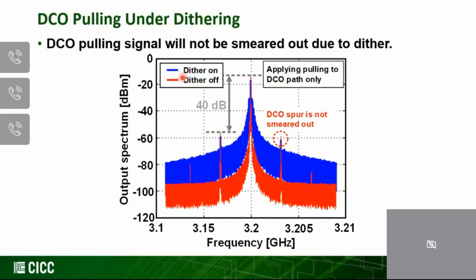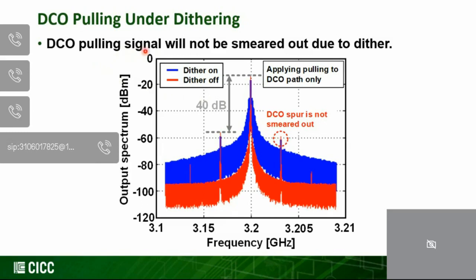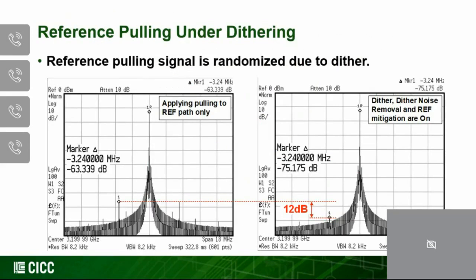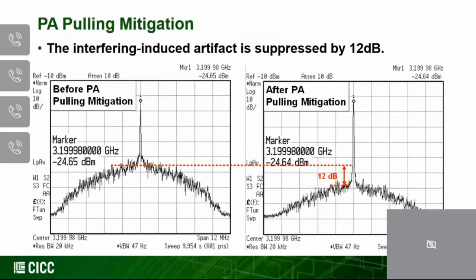And then later on, we enable the dither pattern to the reference, and we can still see the DCO spur right there. Okay, so it just proves that the DCO pulling signal will not be smeared out due to the dither. So this is very important because that's the fundamental of how this pulling mitigation can work in the presence of a coupling path. Okay, and then here, if we actually consider the reference pulling, and then after we do the dither, we can see that we can improve the spurious tone by as much as dB.